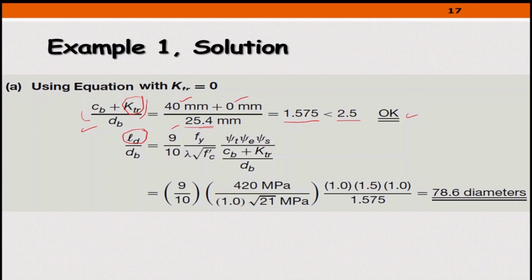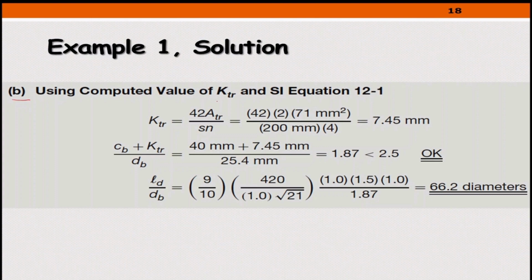From this, we implement the equation. After knowing all the values we already obtained, we evaluate LD as a function of dB. LD over dB as a ratio is 9 over 10 multiplied by F yield, which is 420 MPa, divided by lambda, which is 1, times the square root of Fc prime, which is 21 MPa, times psi t of 1, psi e of 1.5, psi s of 1, divided by the confinement factor, which is 1.575. That gives us a value of 78.6, which means LD is equal to 78.6 dB.